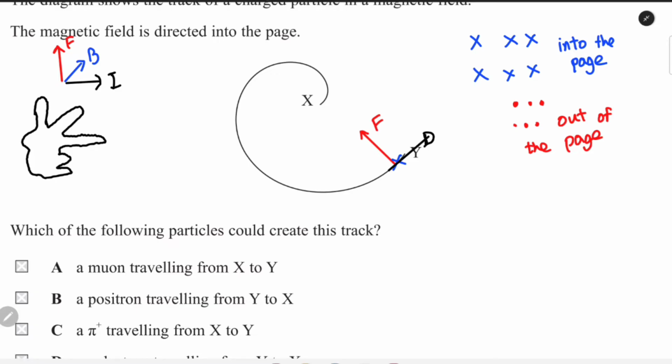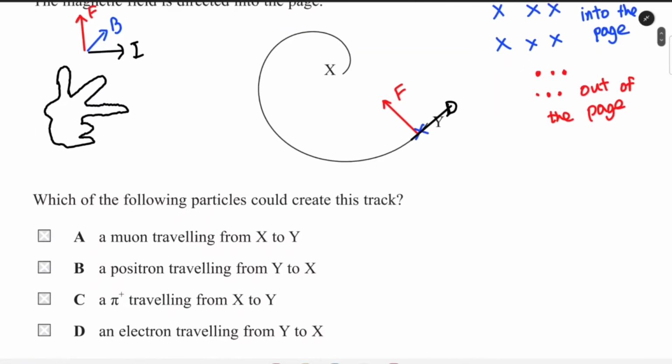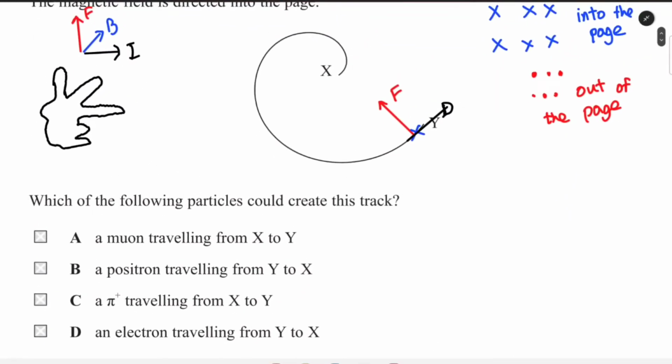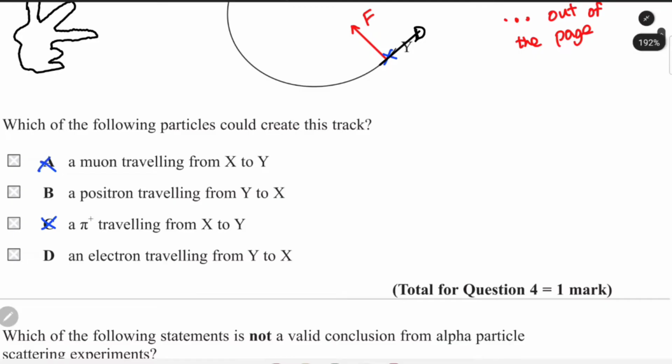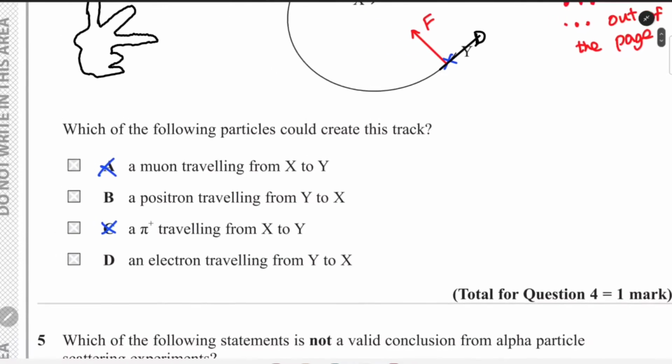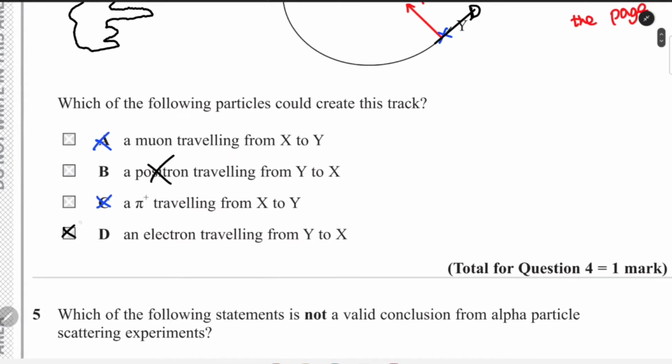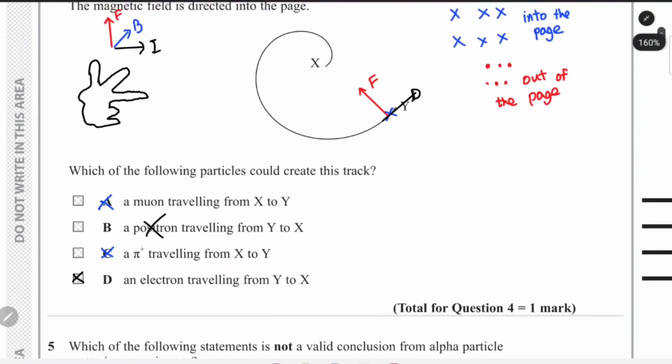If I use Fleming's left hand rule and place the magnetic field and force, and the current comes out to be in the opposite direction, we can be sure that it's a negatively charged particle. So from beforehand we were sure that it's moving from y to x, so option C and A are not the answers. And we know that it's a negatively charged particle, so positron is not the answer, so it must be an electron traveling from y to x.